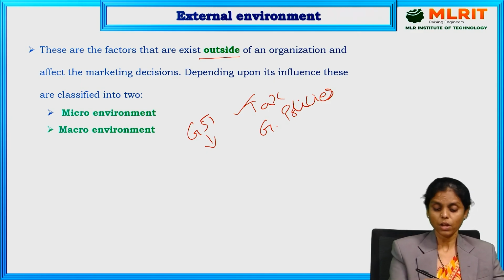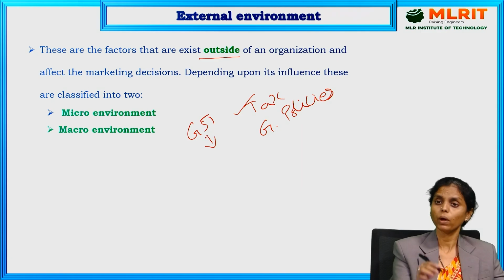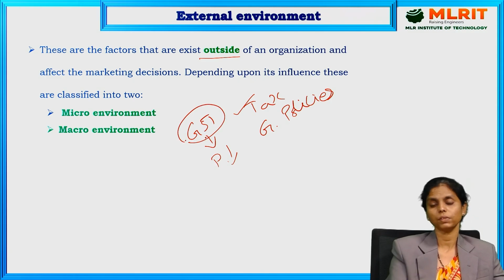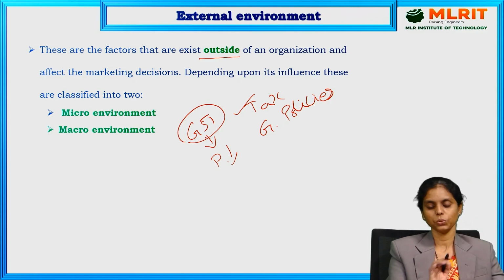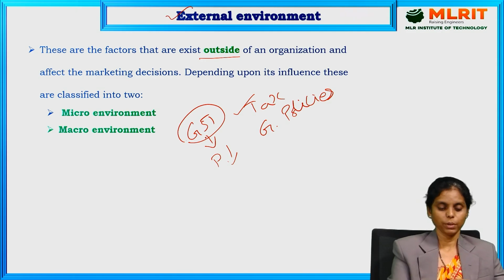Now, why did it happen? Why have they taken the decision to decrease the price of the product? Because of GST, which is one of the external factors that we have. All such types of factors will constitute the external environment. These are the factors that exist outside of an organization and affect the marketing decision depending upon their influences.